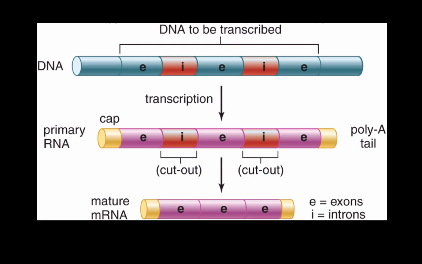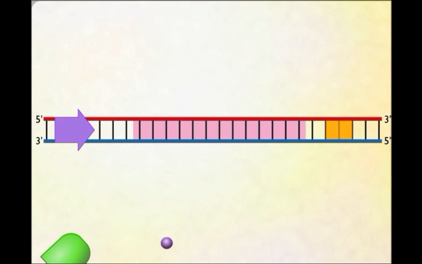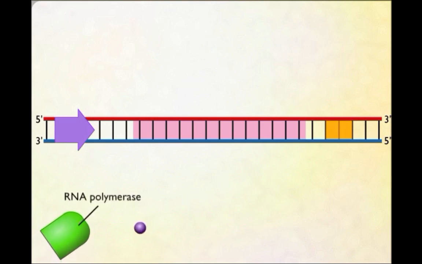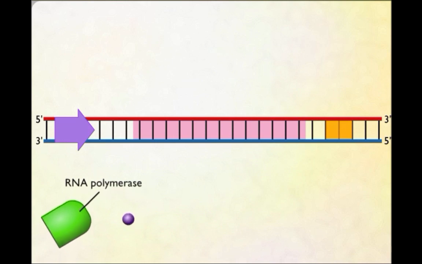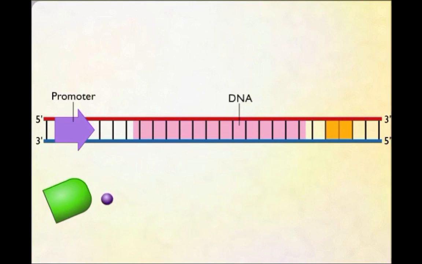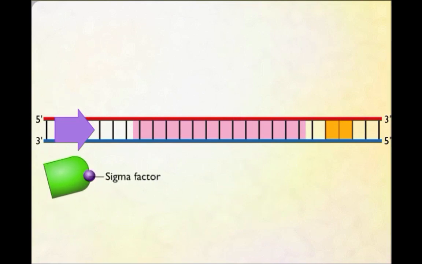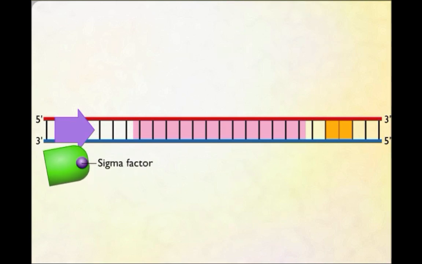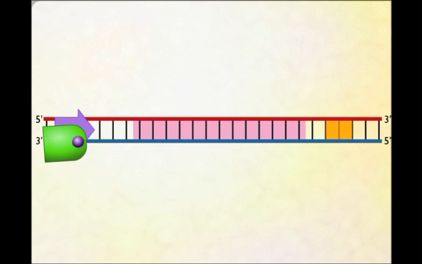This brief video will summarize the transcription process. The synthesis of messenger RNA is called transcription. Transcription begins when RNA polymerase recognizes and binds to the promoter region on the double-stranded DNA molecule. A particular subunit of the RNA polymerase, called the sigma factor, participates in recognition of the promoter region. Soon after transcription is initiated, the sigma factor dissociates from the RNA polymerase.